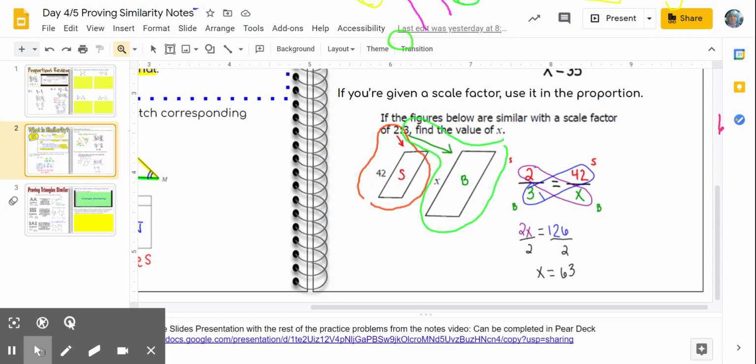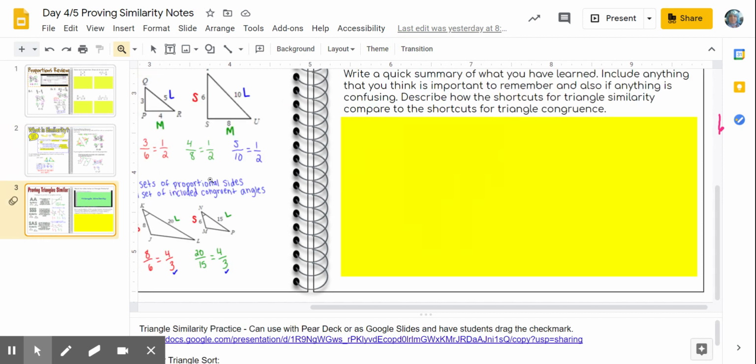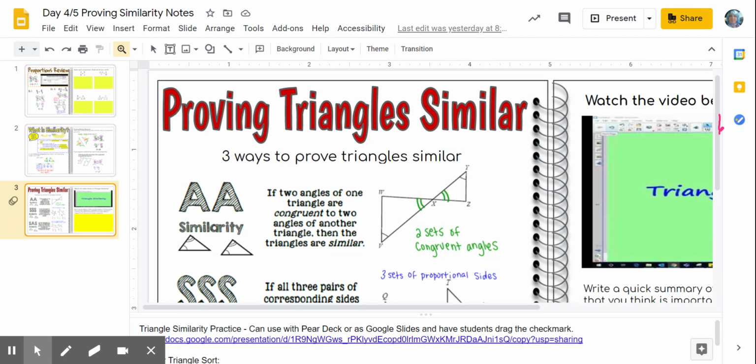I think we're going to go ahead and look at the third slide, and I'm just going to give you all the information right up front. I know you're probably trying to fall asleep on me. Resist the urge.